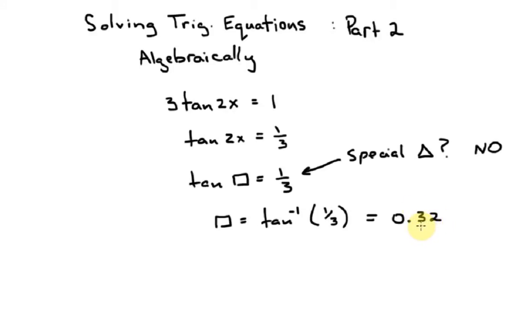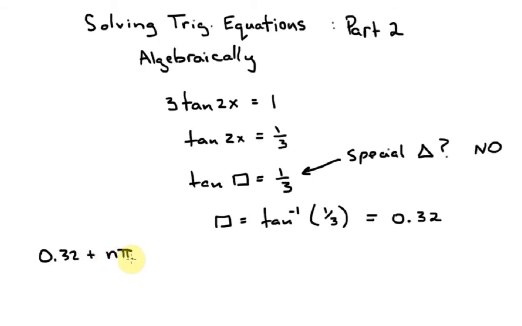The only problem with that is, remember, we still have a 2x to consider. All we did was solve for what if it was tan of something equals 1/3. That's where we got the 0.32. I'm now going to give a general solution on that. The general solution looks like this: 0.32 plus multiples of pi.